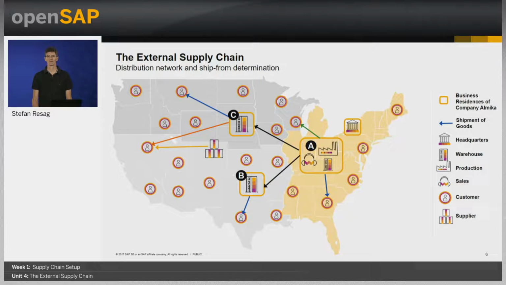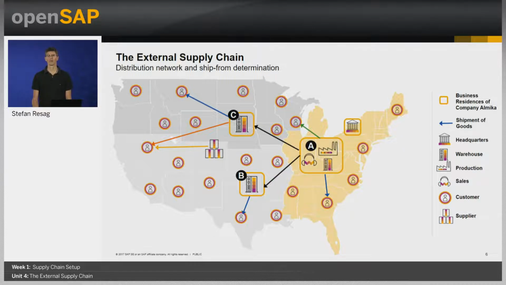Also, some goods might only be available in warehouse C and thus always need to be shipped from there. I've highlighted this with the red arrow. Sometimes you first distribute the goods from a production site to a warehouse before it is shipped to the customer. This is represented by the black arrows.